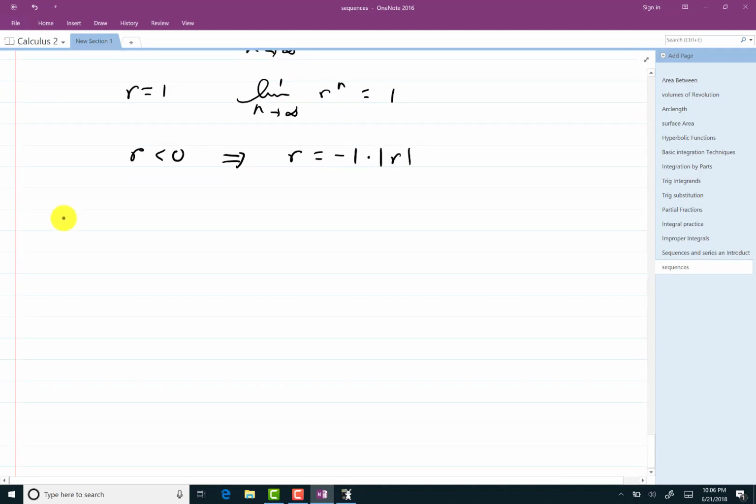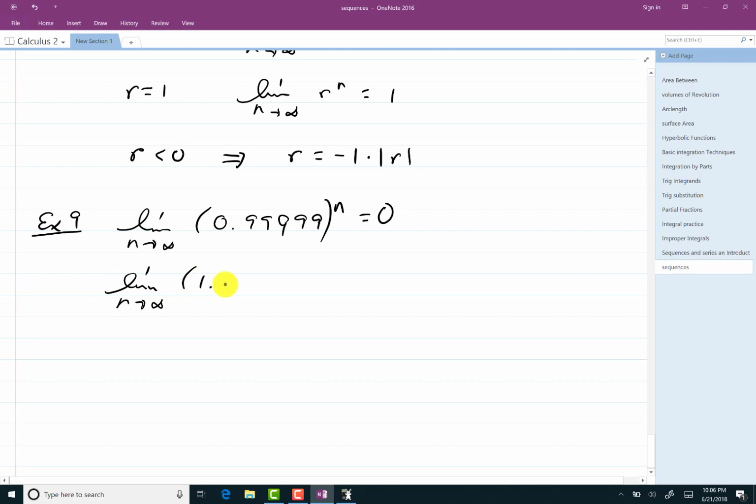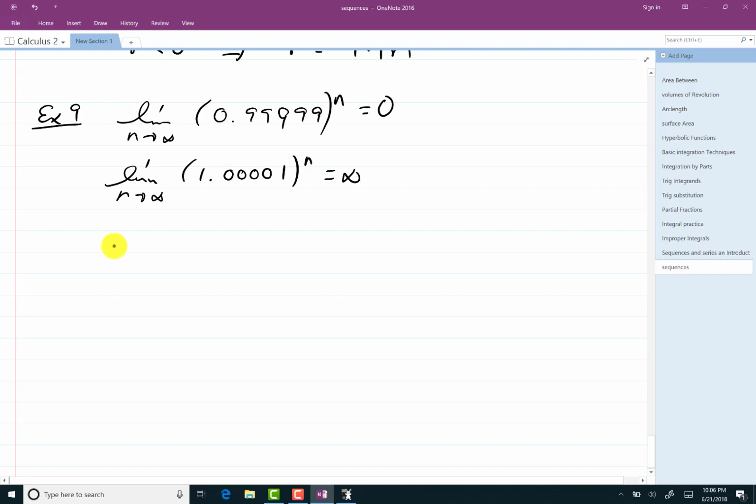So let me do an example. The limit as n goes to infinity of 0.99999 to the n equals 0, while the limit as n goes to infinity of 1.1 to the n will equal infinity. The reason why is because this base is less than 1, this base is greater than 1. What will happen with something like this then?